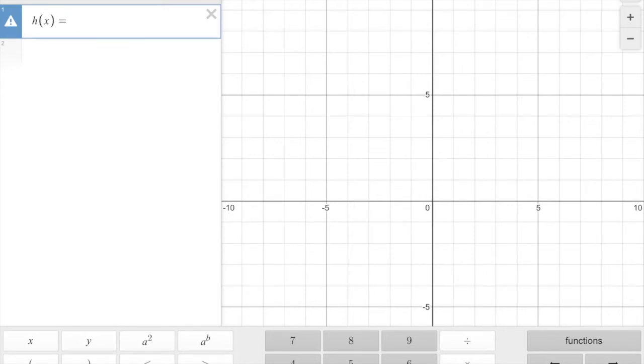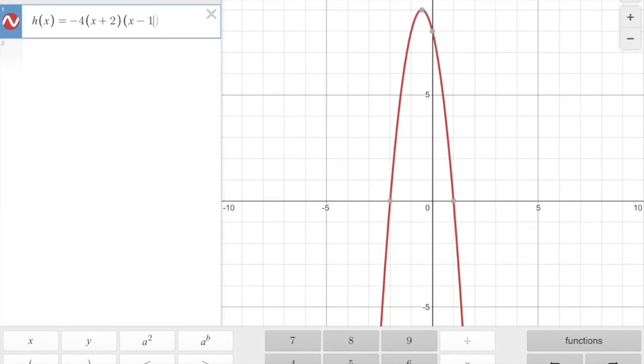And the equation was -4 parentheses x plus 2. Oops, not like that. X plus 2. There we go. Close the parentheses and then x minus 18.